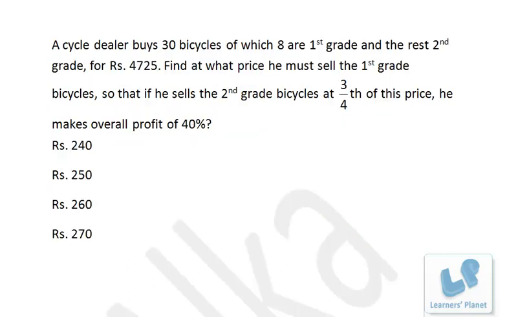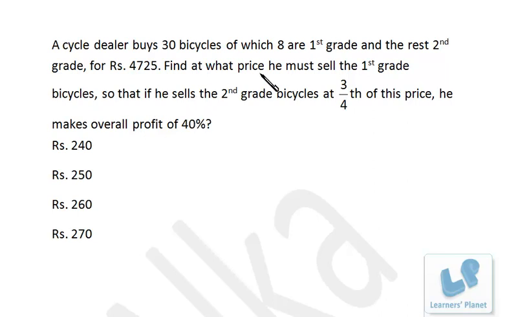Now see this. A cycle dealer buys 30 bicycles, of which 8 are of first grade and the rest second grade, for rupees 4725. Find at what price he must sell the first grade bicycle so that if he sells the second grade bicycle at 3/4 of this price, he makes an overall profit of 40%. Pretty simple problem.